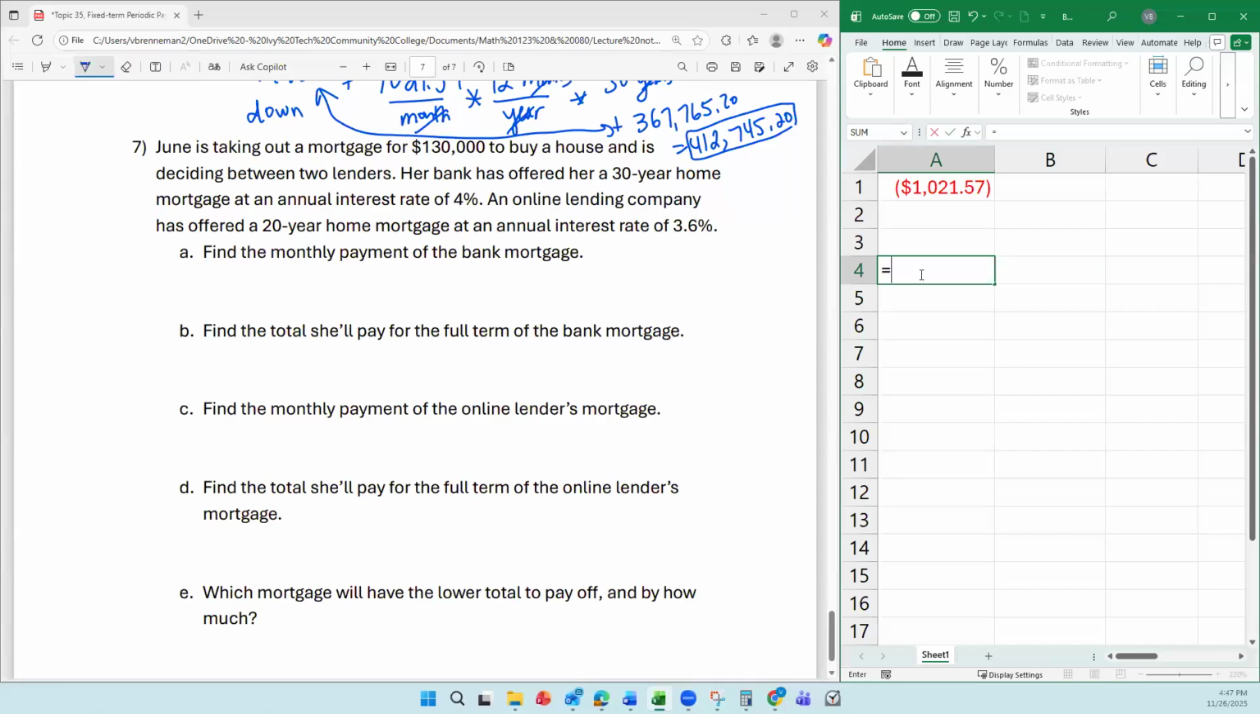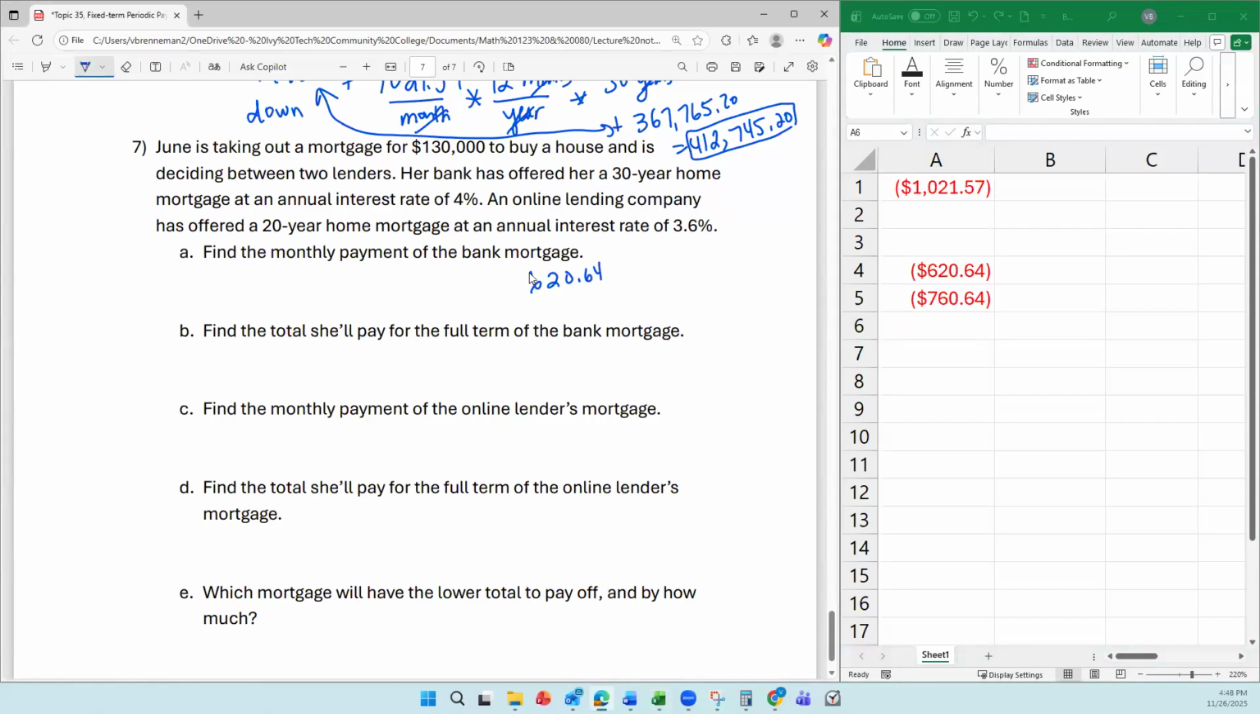So we have PMT 4% divided by 12, 12 times 30 with the 130,000. Or the other one is 3.6% divided by 12, 12 times 20, and 130,000. We see a slightly higher payment for the 20 years. You're paying off the loan in a quicker amount of time, so you're going to have to pay a little bit more per payment.